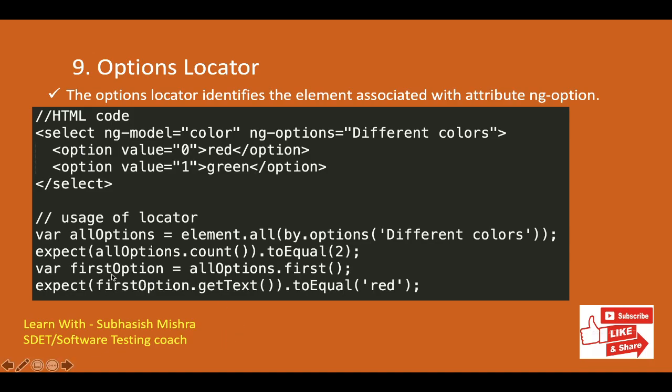Then we have a firstOption variable where we are using the first function and finding the text that is present inside it. So it will be red because we are taking the first value. So that's how you can use the options locator.